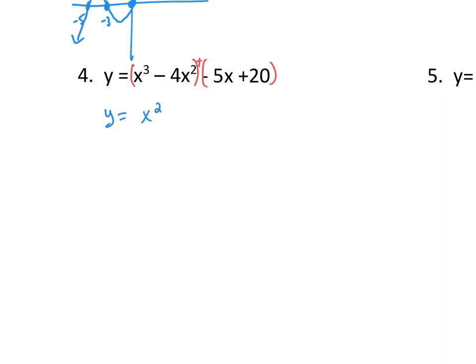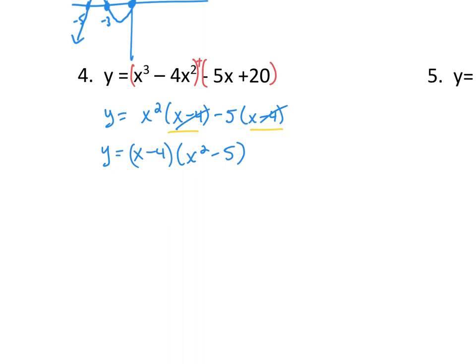So in the first one, we're going to take out an x squared. What's left is x minus 4. And then in the second, we're going to take out a negative 5. And when we divide both of those things by negative 5, we end up with x minus 4. And what we want is each of these to have the same factor in them. And then we can basically just pull that out. So we take that x minus 4 out, and what's left over is x squared minus 5.